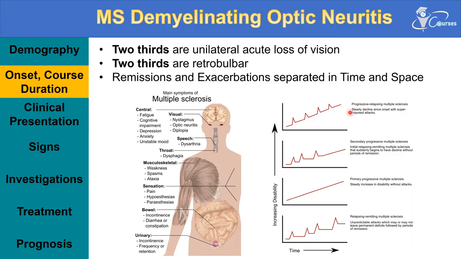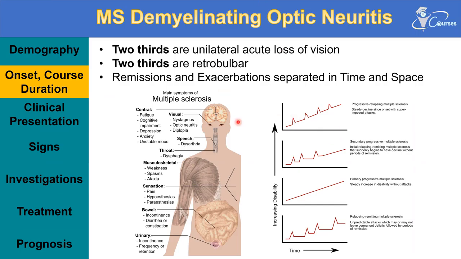So they can be progressive relapses, they can be a secondary progressive multiple sclerosis with initial relapsing remitting disease, then followed by a decline without periods of remission, or it can be primary progressive multiple sclerosis, where there are no remissions, or it can be relapsing remitting multiple sclerosis with unpredictable attacks. So it can happen at any time, and it can leave any residual deficit. So you can see here the patient doesn't return to the baseline. He always has some activity here, or he always has some neurological deficit.